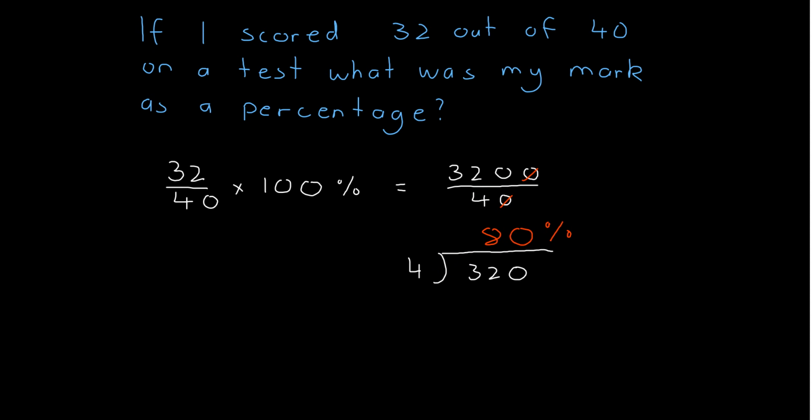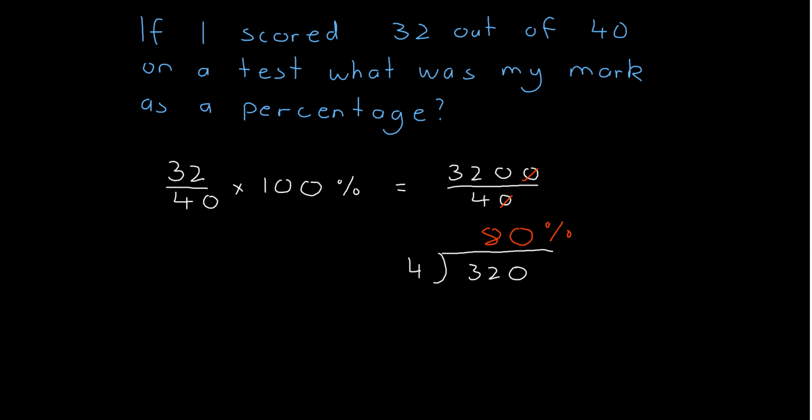It's a bit different from previously where we first converted 32 out of 40 into a decimal and then multiplied it by 100 by moving the decimal place. This time we've gone straight from a fraction to a percentage without going to a decimal in between.